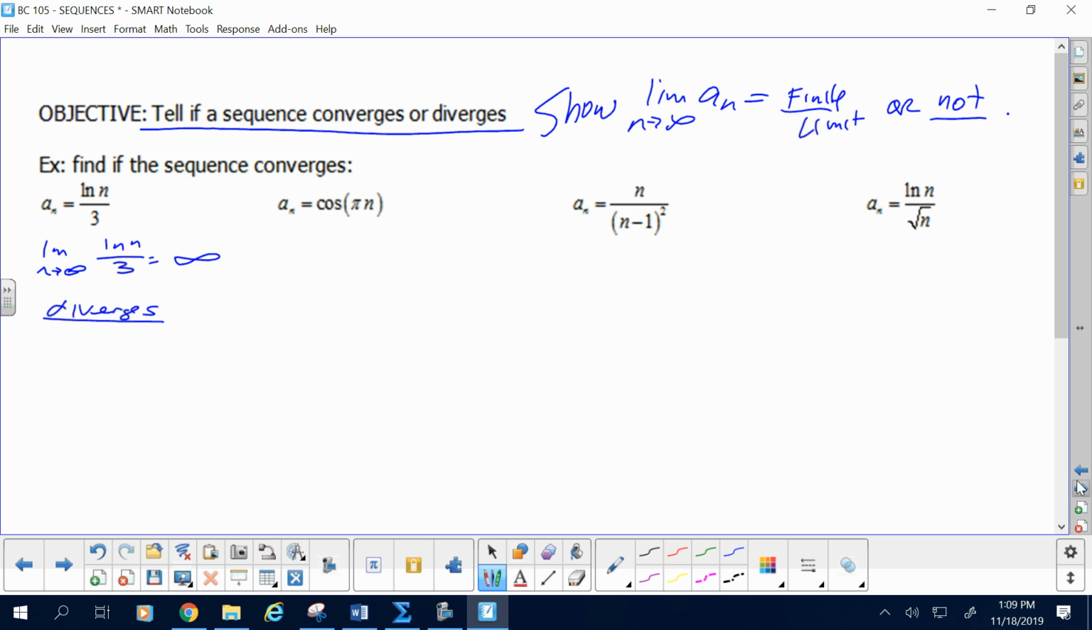What about cosine of pi over n? The terms are -1, 1, -1, 1, -1, 1. So you would say the limit doesn't exist. There are many reasons the limit doesn't exist. One is because it gets infinitely large. Another is because the left and right hand limits are different. Another is oscillation. If a function oscillates, then it cannot approach a number. This also diverges by oscillation.